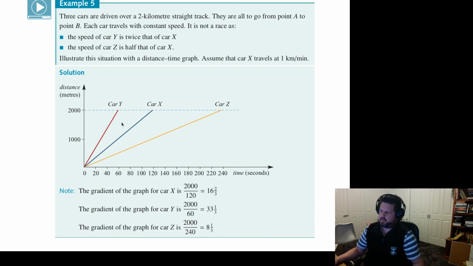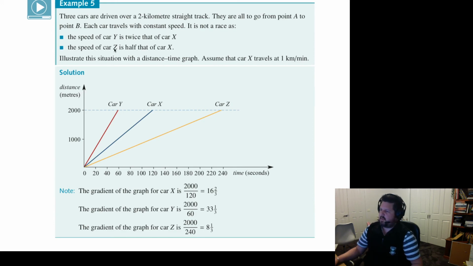It's going constant speed, so we can draw that from the origin at the start. If car Y is going twice the speed of car X, and car X is going 1 kilometer per minute, then car Y is going to be going 2 kilometers in a minute. So 1 minute is 60 seconds, and 2 kilometers is 2,000 meters, that's how far it's going to go in that time.